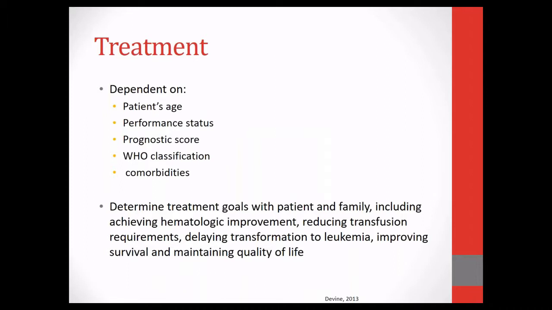The treatment is dependent on the patient's age, their performance status or their ECOG score, their prognostic score, what classification of MDS they have, and other various comorbidities. This helps us to determine what treatment goals the patient and family can have, including how to achieve hematologic improvement, reducing the number of transfusions that patients will have, delaying the transformation of MDS into acute myeloid leukemia, improving survival, and maintaining a patient's quality of life.